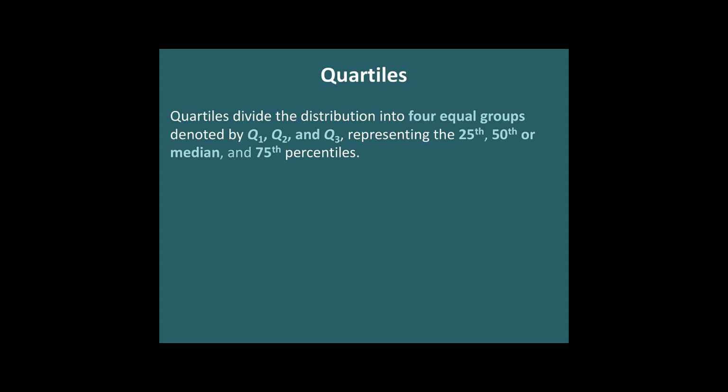Quartiles. Quartiles divide the distribution into 4 equal groups, denoted by Q sub 1, Q sub 2, and Q sub 3, representing the 25th, 50th, or median, and 75th percentiles.